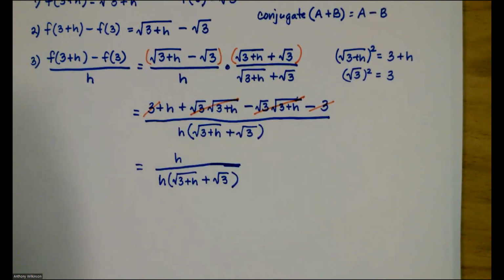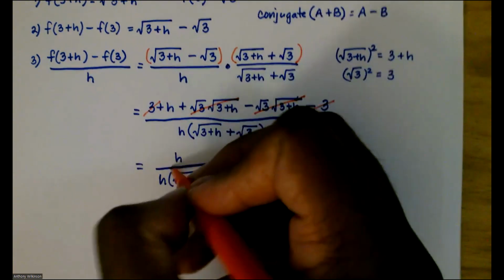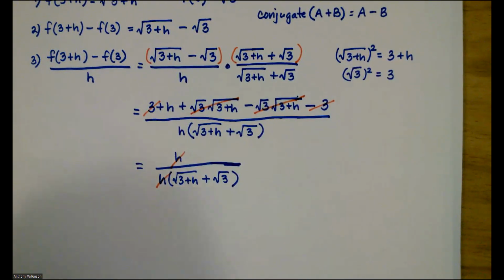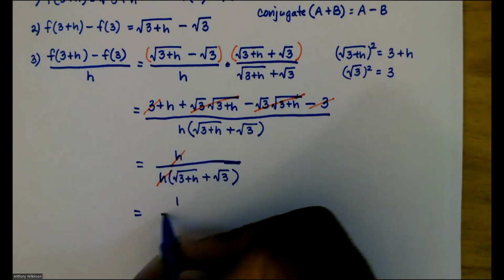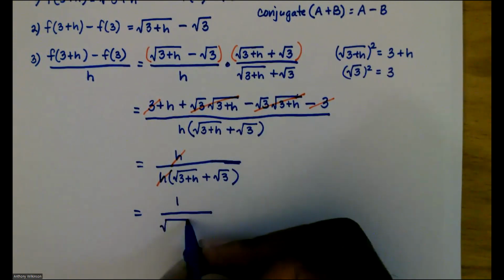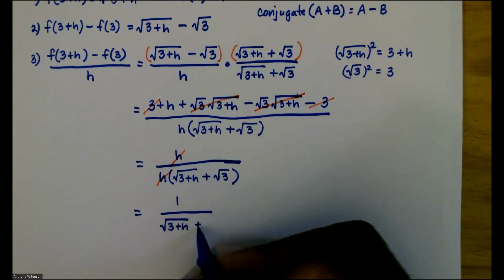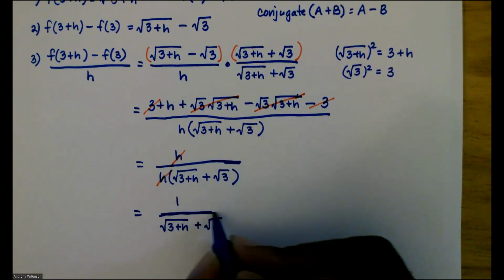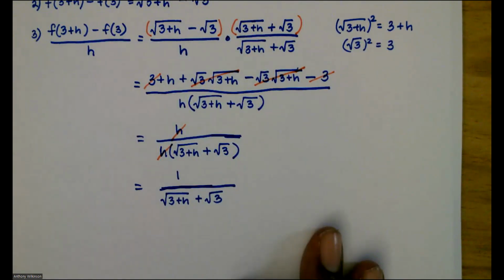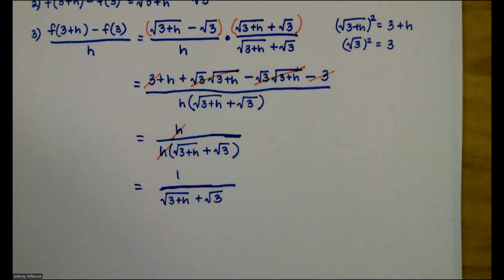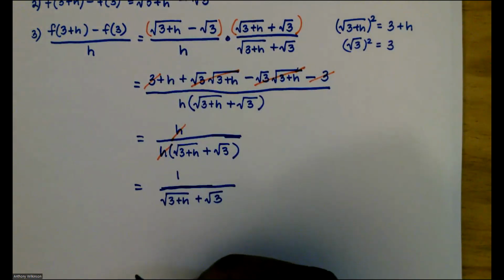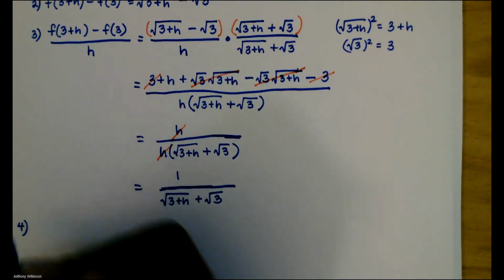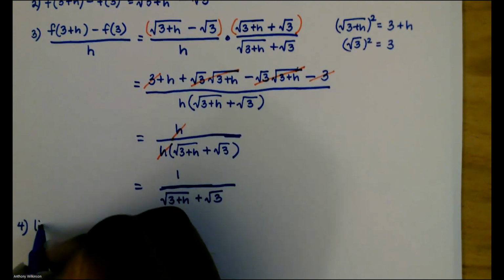And notice something else, your h's divide out as well. So you'll be left with, in this case here, a 1 in the numerator divided by the square root of 3 plus h plus the square root of 3. So all of this was step number 3. All right, now step number 4 is taking the limit as h approaches 0.